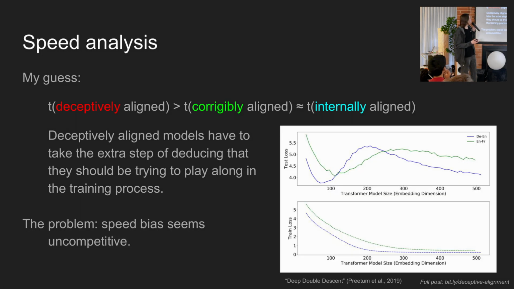Okay, all right. So I think that this is sort of nice, right? It seems really good that speed bias seems to cut against deception. But there's a bit of an issue here, which is that speed bias may be uncompetitive, in the sense that if we try to build training processes which directly incentivize computationally fast algorithms, we may be losing a lot of what makes machine learning good in the first place.